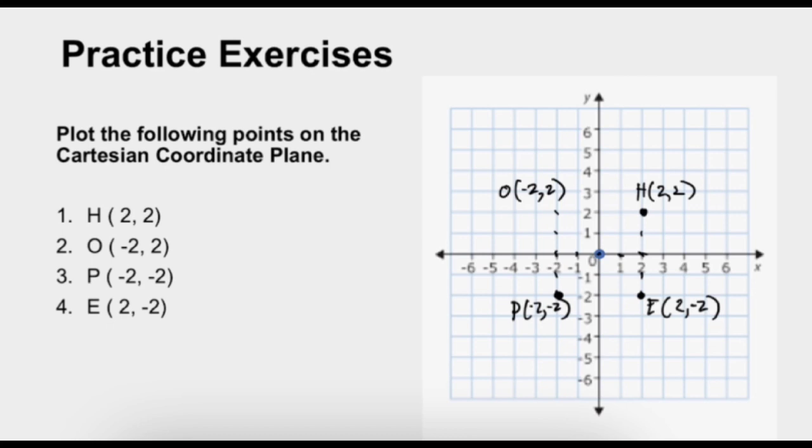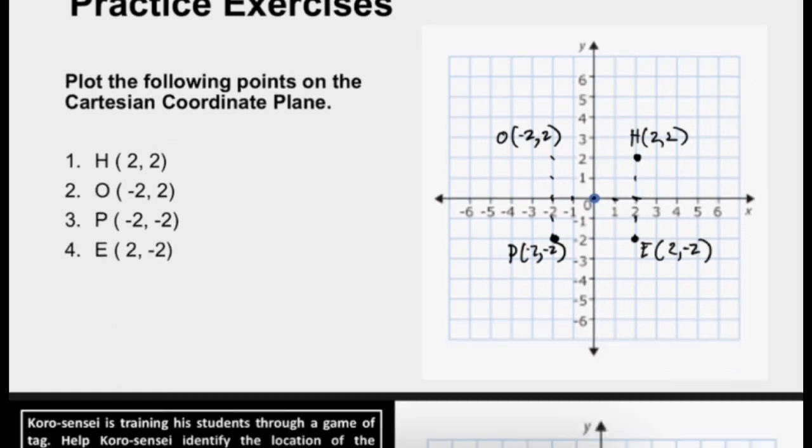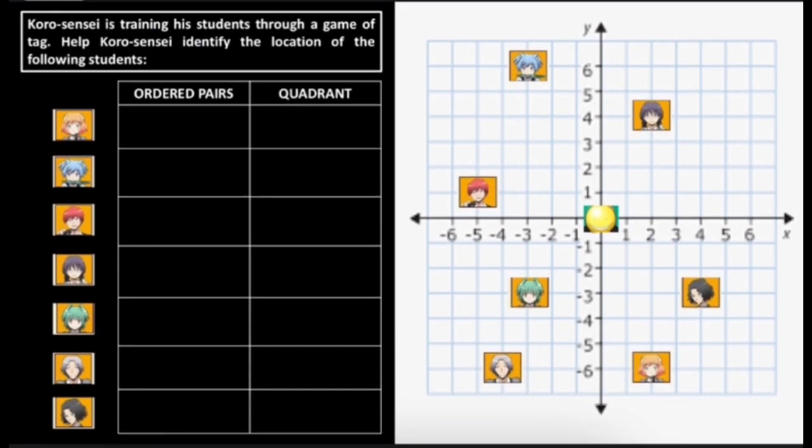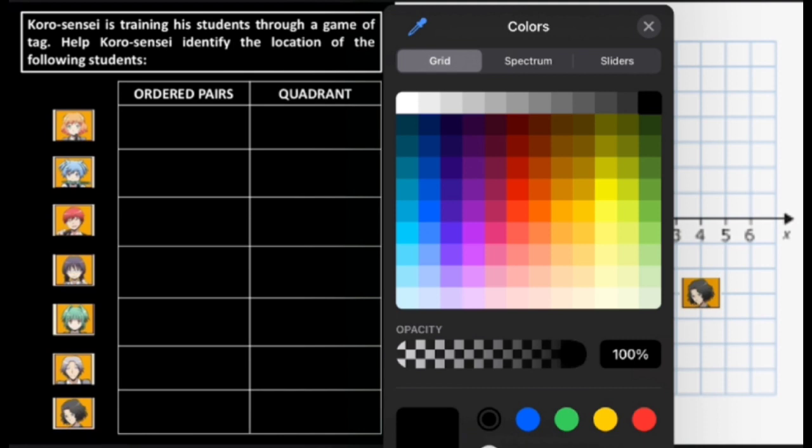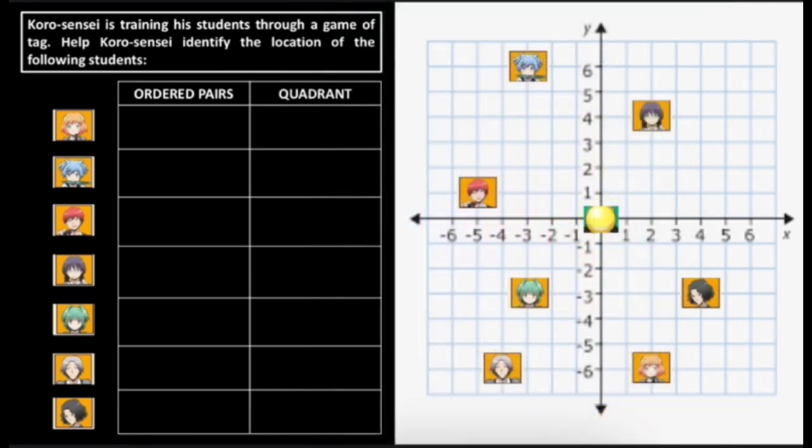Now let's try to apply these concepts in word problems. So let's say that we're joined by Core Sensei in this journey, and he's asking for our help in identifying the location of his students. So first, we make use of Core Sensei as the origin so that we know where to start. So where Core Sensei will go next.